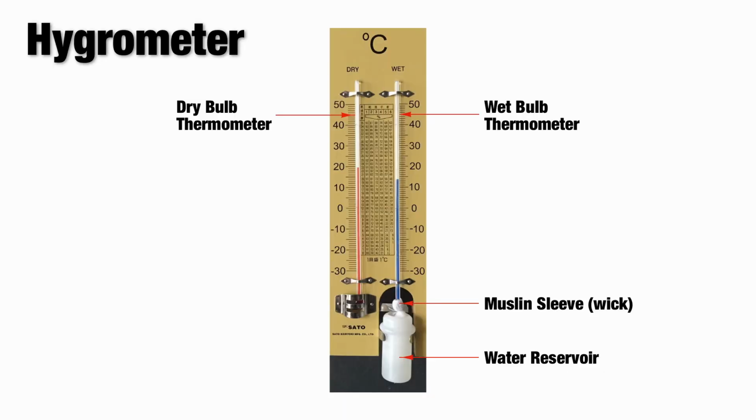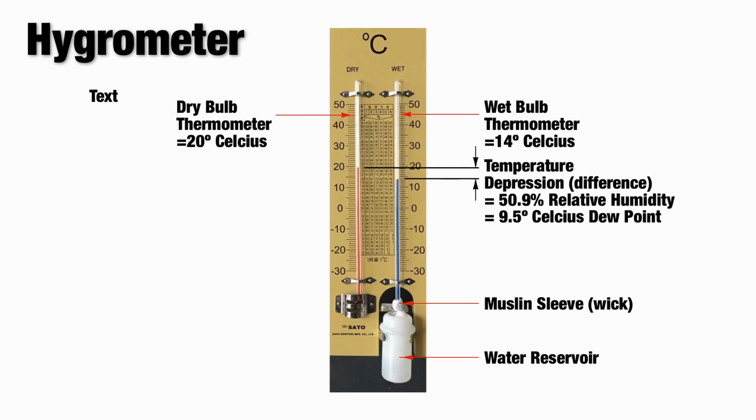If there's low relative humidity, the moisture will evaporate quickly off the wick, which will actually cool the bulb, which will give you a lower temperature reading right next to a dry bulb thermometer. When it's high humidity, the temperature is going to be closer to the actual temperature. When there's low humidity, the wet bulb temperature will be much lower because of evaporation. Okay? Yeah. So we're cooling the bulb by water being evaporated from the wick.